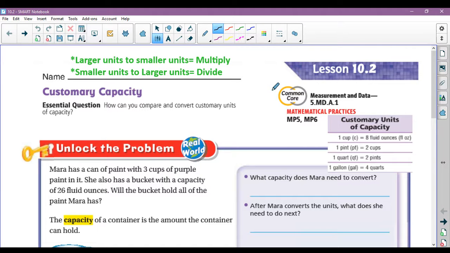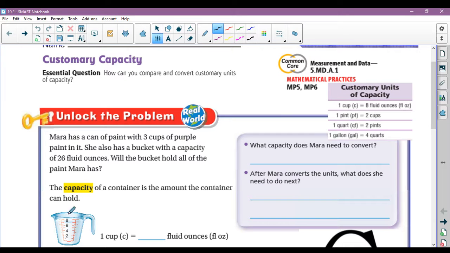Our central question for this one is how can you compare and convert customary units of capacity? All right, so let's take a look at our first problem here. Mara has a can of paint with 3 cups of purple paint in it. She also has a bucket with a capacity of 26 fluid ounces. So will the bucket hold all of the paint Mara has?